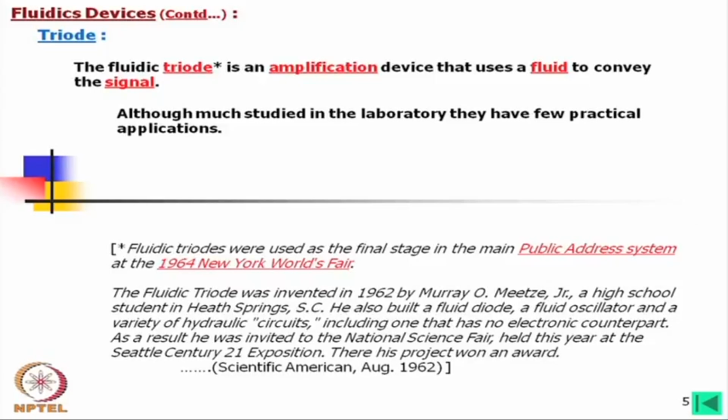Although much has been studied in laboratories from then onwards, there are really few practical applications, because to make a circuit, although these fluidic devices are very small, in comparison to electronic components they are big. However, at the time when the fluidic components were developed, there was not much progress in electronic devices. So, fluidic devices were initially used for automation and other control systems.